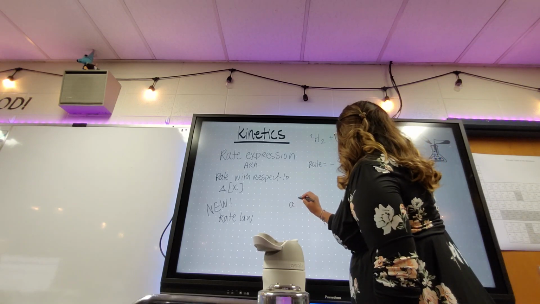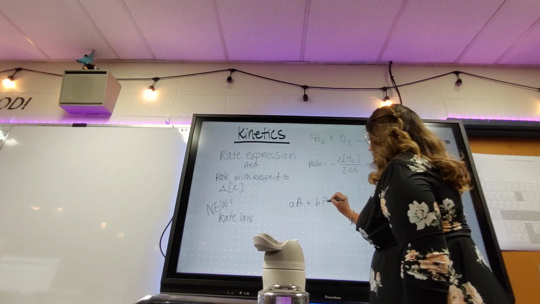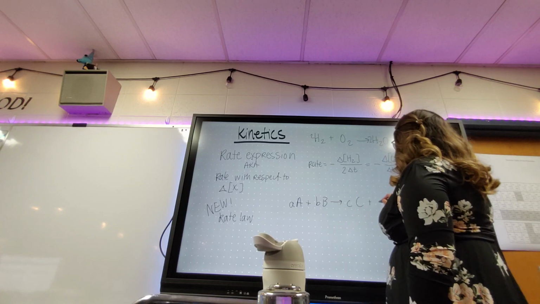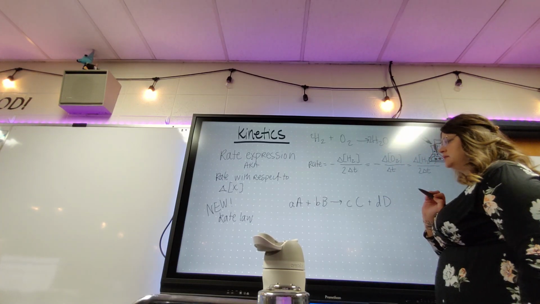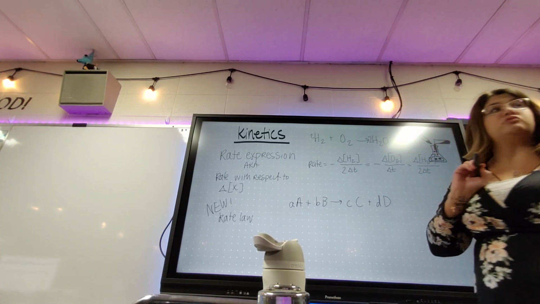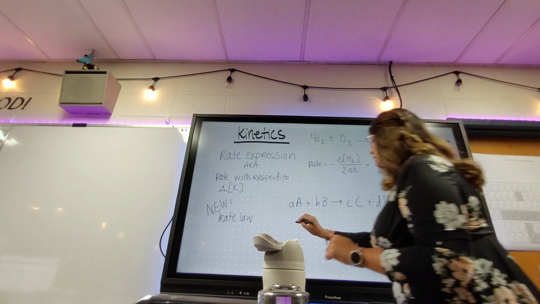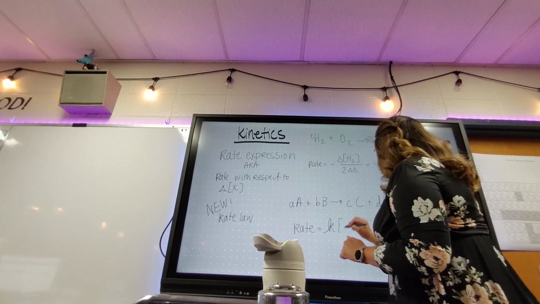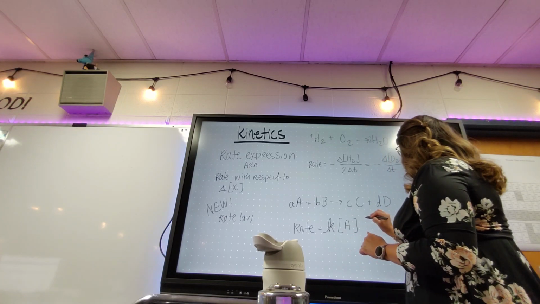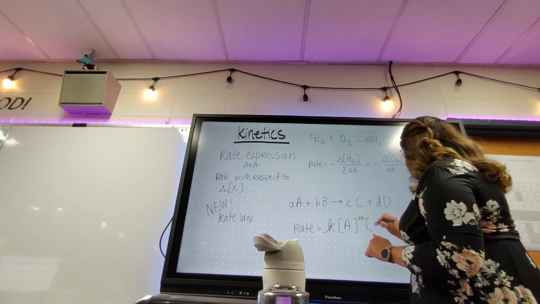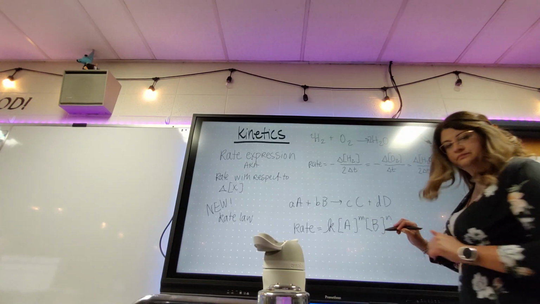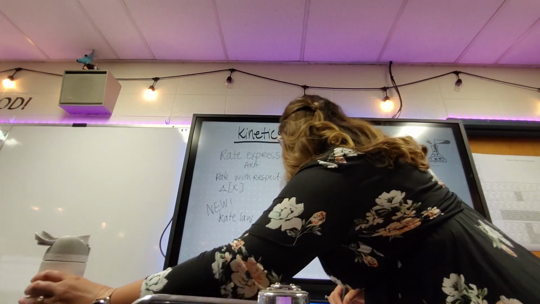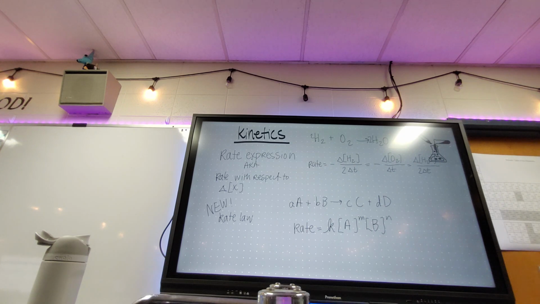If my pretend chemical equation looks like this, where I have two reactants and two products, this is how you will write the rate law. I'm going to write it down first and then I will explain it later. The rate equals k, that's a cursive k.